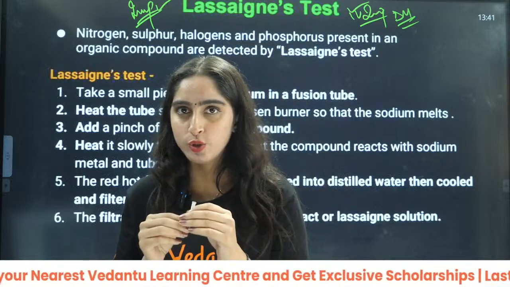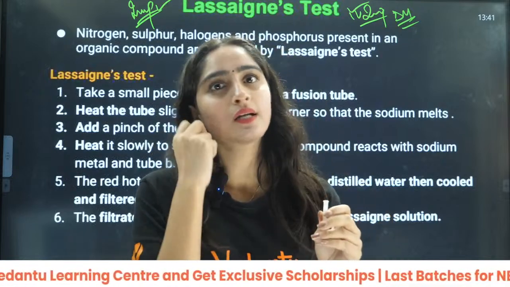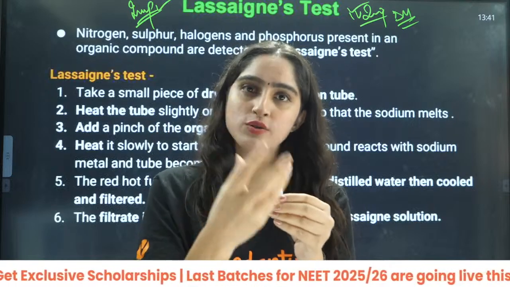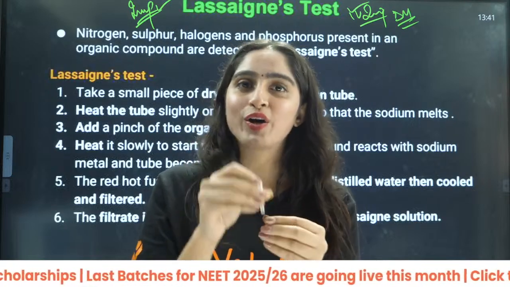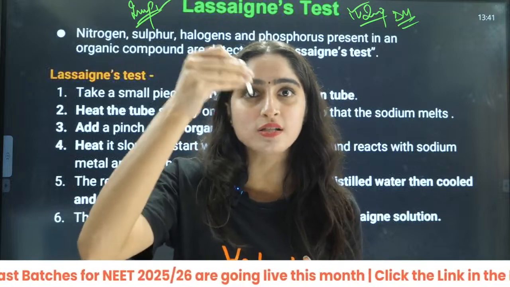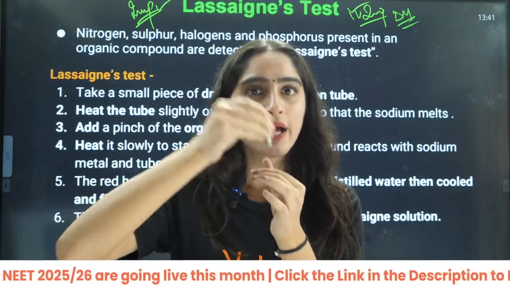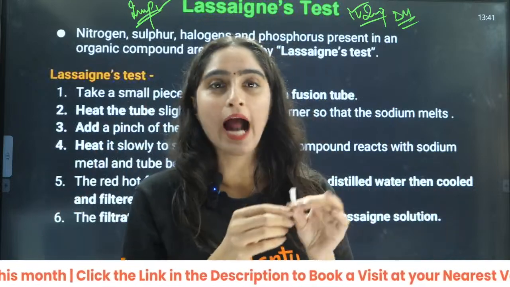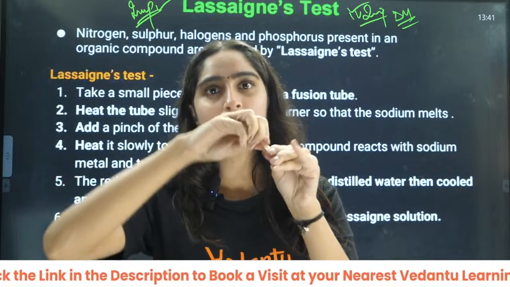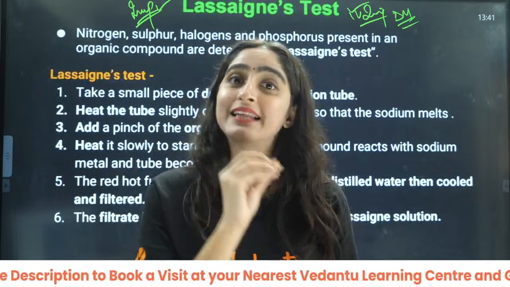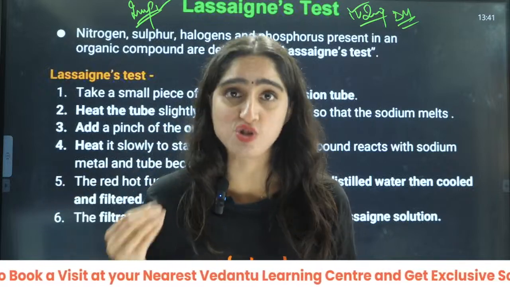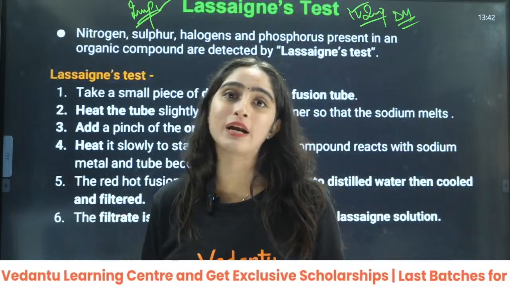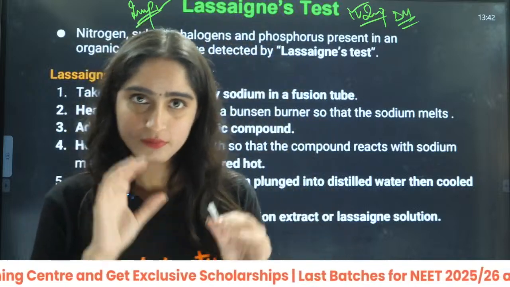Then you will have a beaker with solvent or water in it. You will put this hot fusion tube into that beaker, and a sound will come, and with that sound the fusion tube will break. That is called the sodium extract, or our Lassaigne extract.